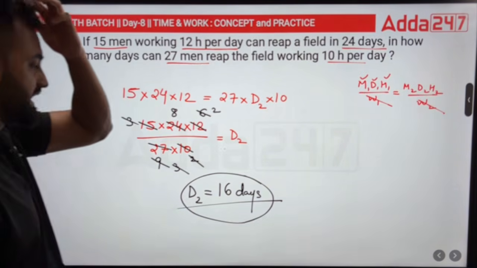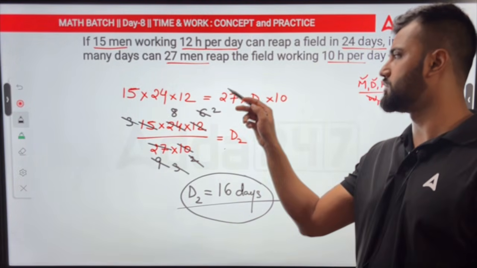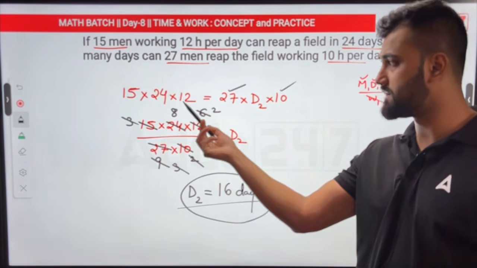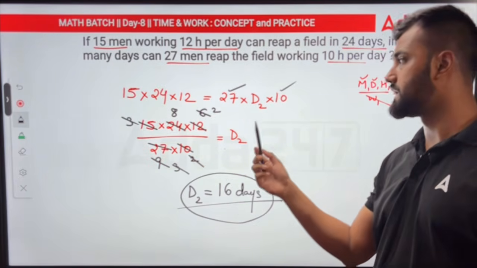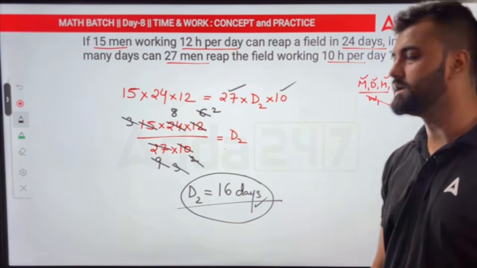So how many days will they take to complete, my friend? They'll take only 16 days to complete. And obviously, see, it makes sense, right? Because you're taking more men and you are making them work for 10 hours. Before it was 12 hours and only 15 were working. But now 27 people are working 10 hours a day. That's why your work will be completed in only 16 days.